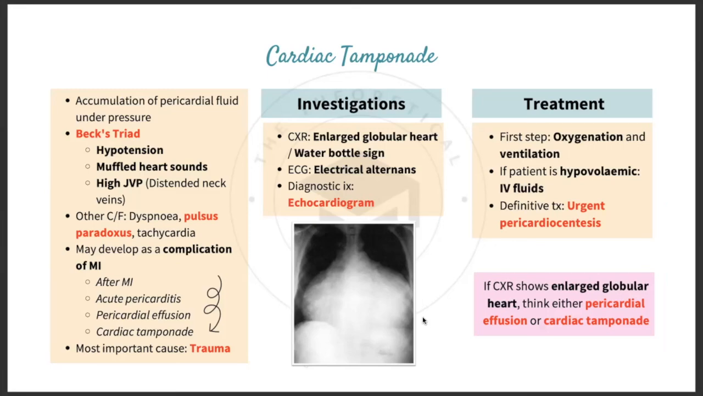So if you were to do a chest x-ray, and it shows an enlarged globular heart, you think of either two things, either pericardial effusion or cardiac tamponade.